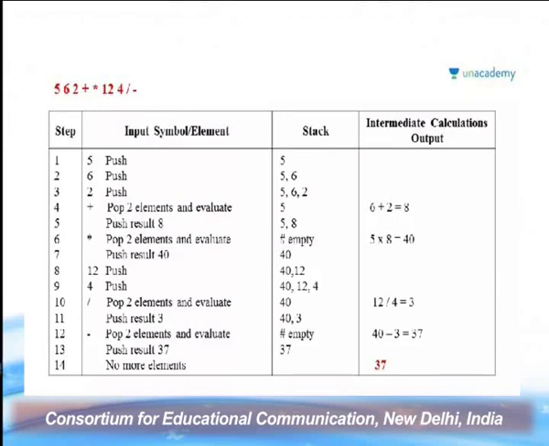Then we have 4, so now the stack holds 40, 12 and 4. Then we have the divide sign, so we need to pop two elements, and this will be 12 divided by 4, not 4 divided by 12. So 12 divided by 4, which is B operator A, is going to give us 3. So 40, and this 3 will again be pushed onto the stack. So the stack now has 40 and 3.